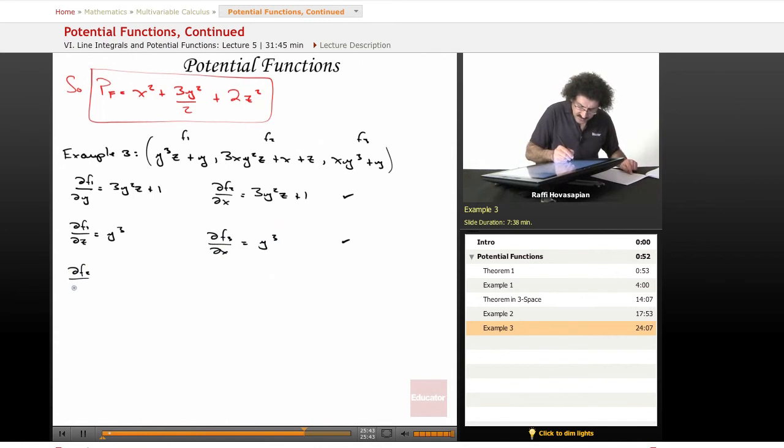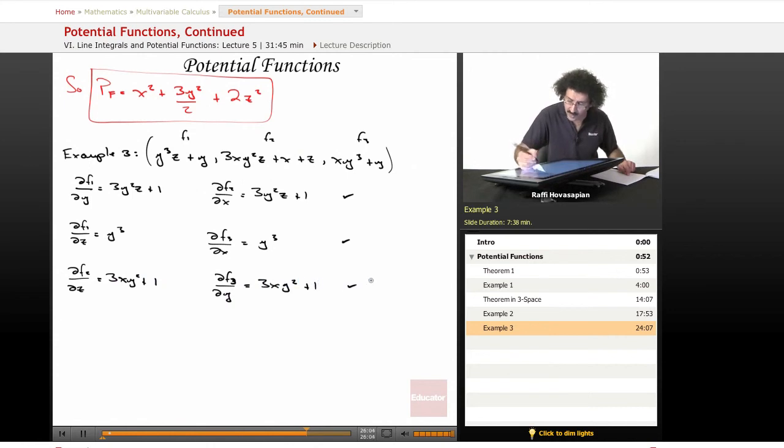If I take the partial of f2 with respect to z, I end up with 3xy squared plus 1. And if I take the partial of f3 with respect to y, I get the same thing, 3xy squared plus 1. I hope that you are confirming this for me, and that I've done it right. Okay, so the first thing I'm going to do is integrate this first function with respect to the first variable, x.